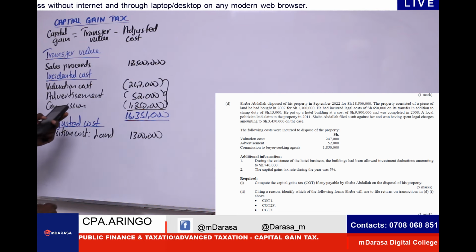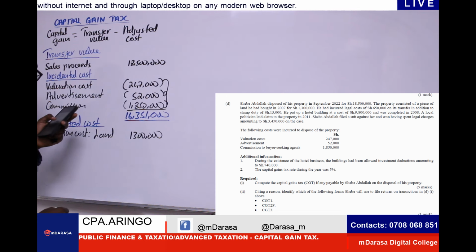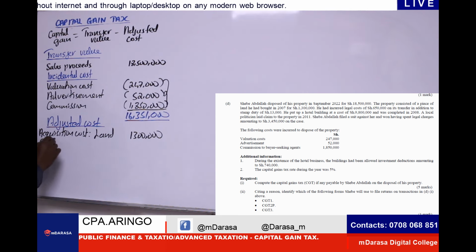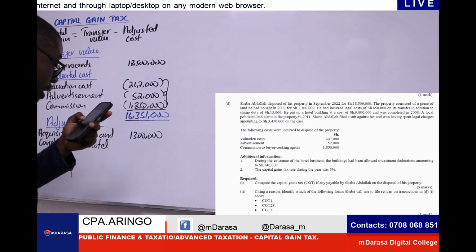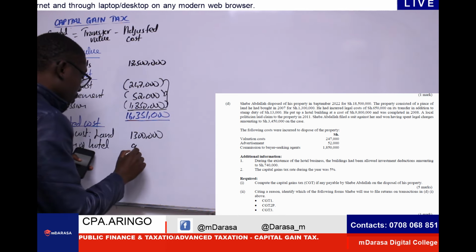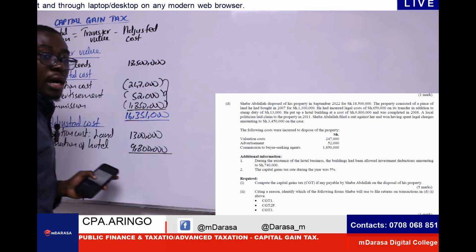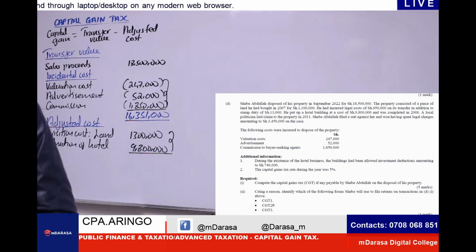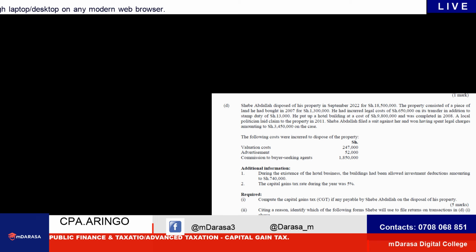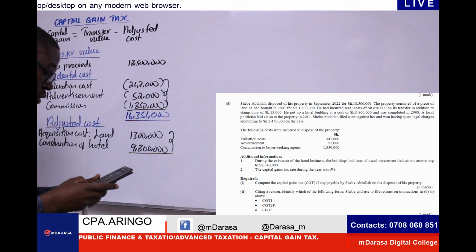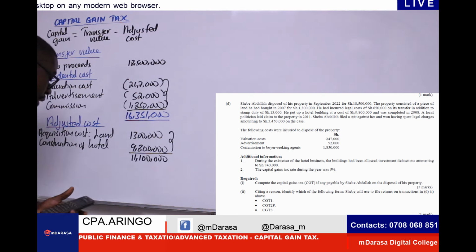That is, of course, incidental, in addition to stamp duty of 13. He put up a hotel, so I'm having a construction cost. Construction of hotel, the examiner had given us a value of 9.8. So acquisition and construction cost, how much will you be having? We should be having 1.3 plus 9.8, which will give us 11.1. Yeah? We add the incidental costs.